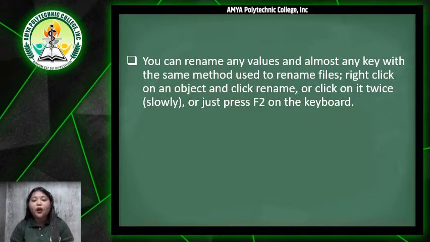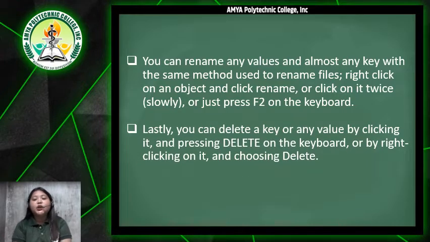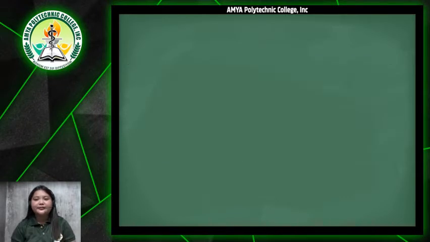So right click on an object and click rename, or click on it twice slowly, or just press F2 on the keyboard. Lastly, you can delete a key or any value by clicking it and pressing delete on the keyboard, or by right clicking on it and choosing delete.